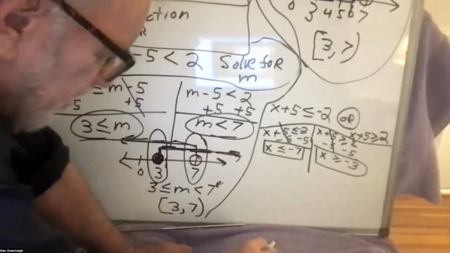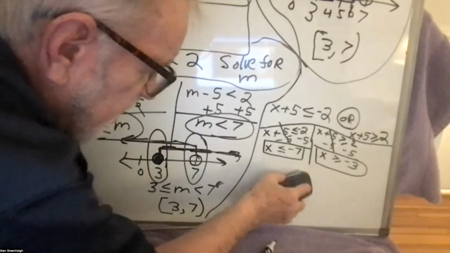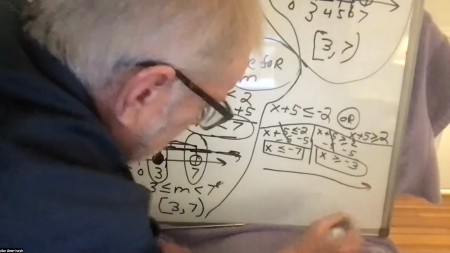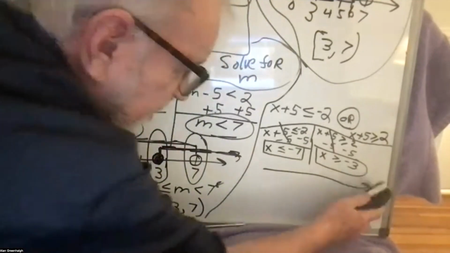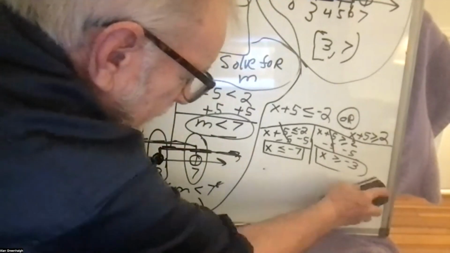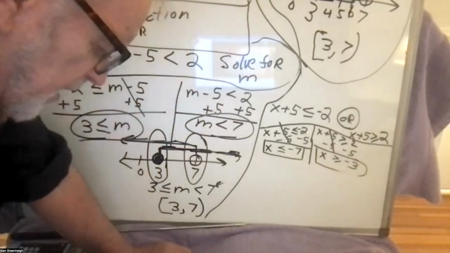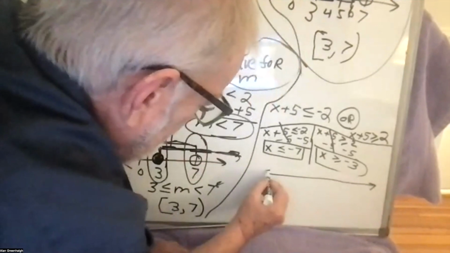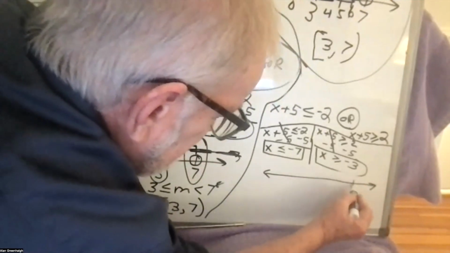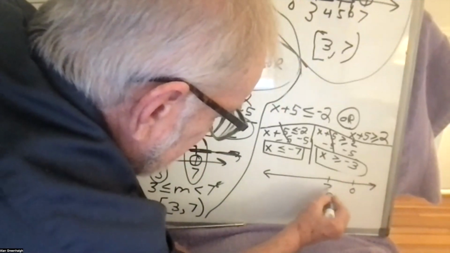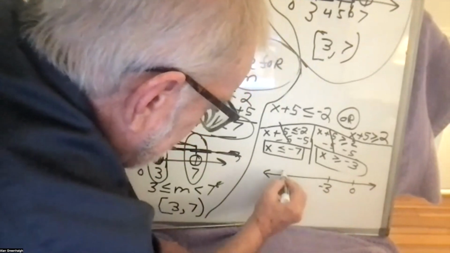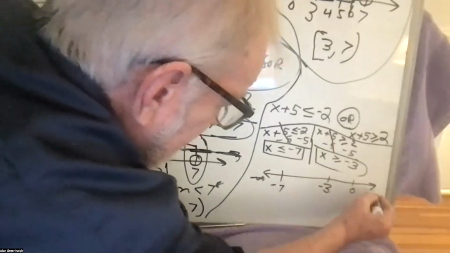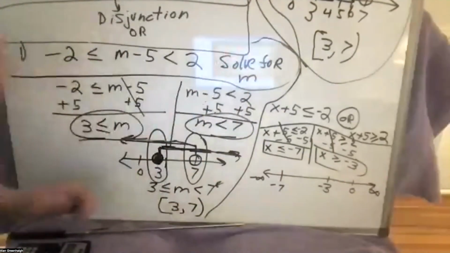Okay. Now, on a number line, this is what it looks like. That's a pathetic straight line. That's not even close to being a straight line. Okay, so this time we're dealing with negatives, so -3, -7, negative infinity, positive infinity.